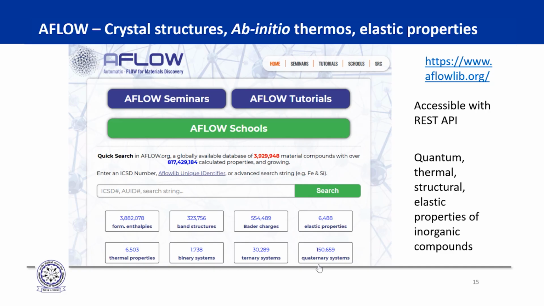In the AFLOW database, you will find a huge amount of information related to the quantum properties, the thermal properties, and structural and elastic properties. However, these are primarily the properties of different types of inorganic compounds. So if you're really looking at the properties of alloys, you can look at other options. But if you're looking at properties of different types of inorganic compounds and intermetallics, this is actually a pretty good database that you can access.